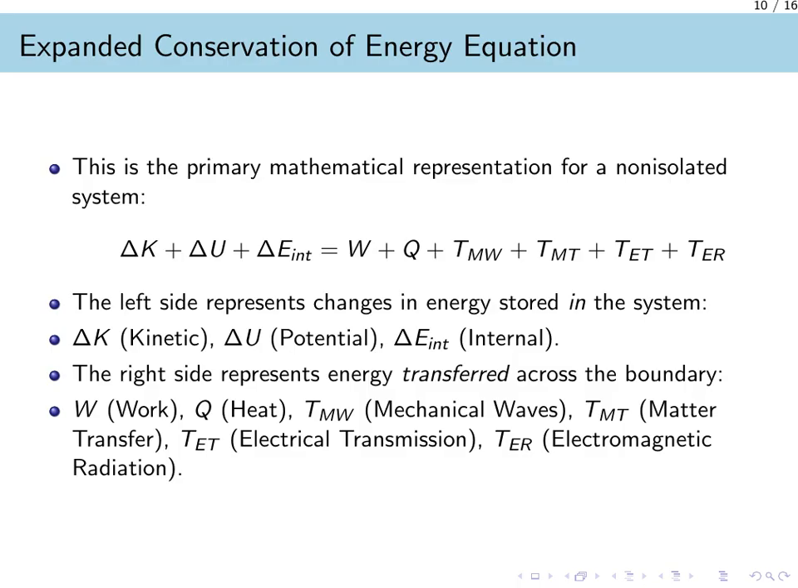The right side represents all the energy transferred across the boundary. This is expanded into W for work, Q for heat, T sub mw for mechanical waves, T sub mt for matter transfer, T sub et for electrical transmission, and T sub er for electromagnetic radiation. This complete equation is our master checklist for all energy accounting in classical physics. The key idea is that the change in all stored energy on the left must equal the sum of all transferred energy on the right.